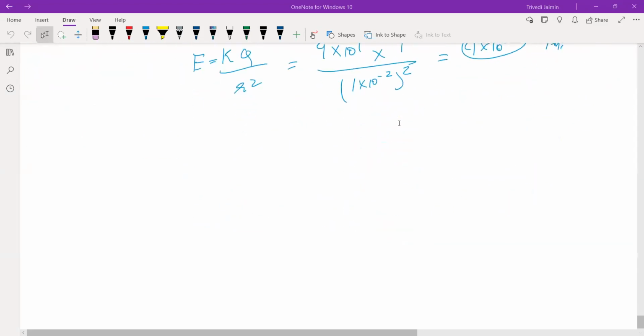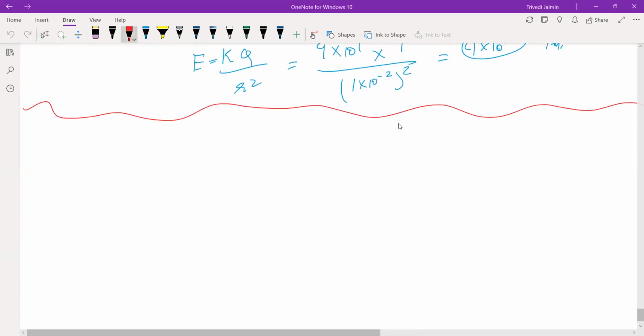Okay. So first we'll do electric dipole. Then we'll do questions for that. Okay, let me disable this.